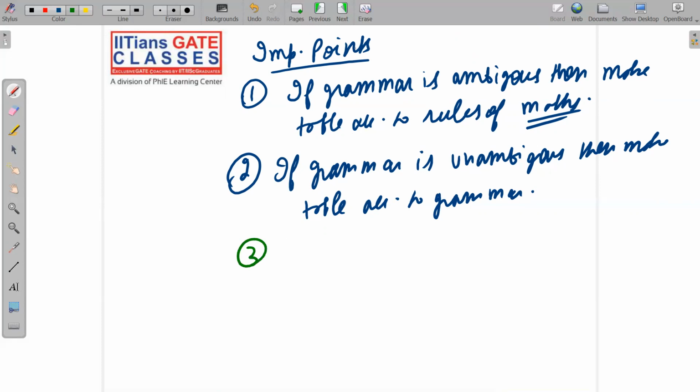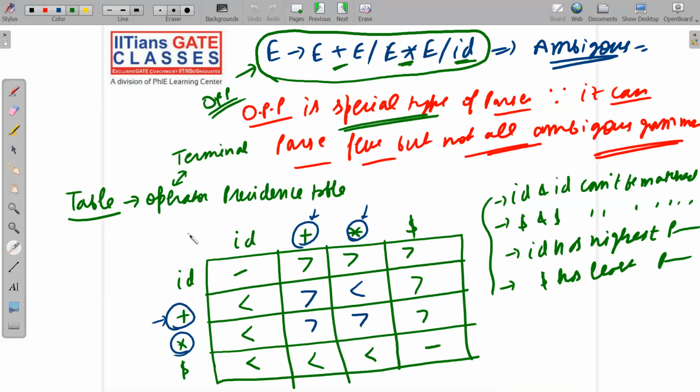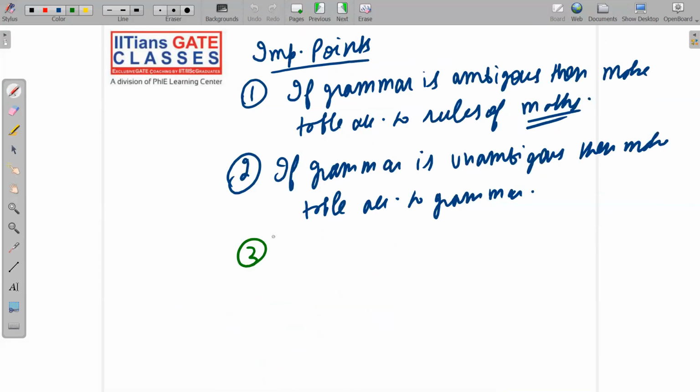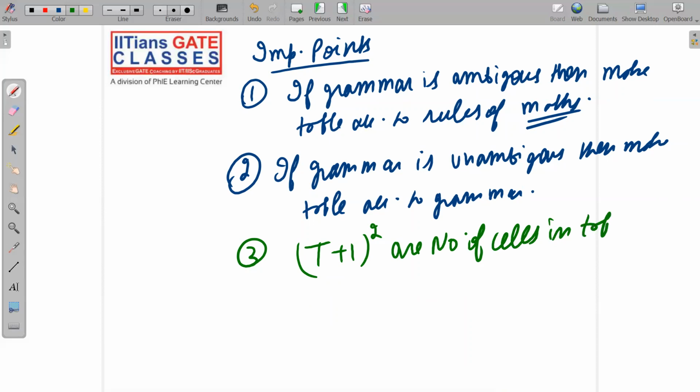Third important point is, see how many cells are in the table. Number of terminals are 3. We have added one extra terminal, that is dollar. So 3 plus 1 is 4, and 4 multiplied by 4. These are the total cells. So number of cells will be (T plus 1) whole square. (T plus 1) whole square is the number of cells in the table.